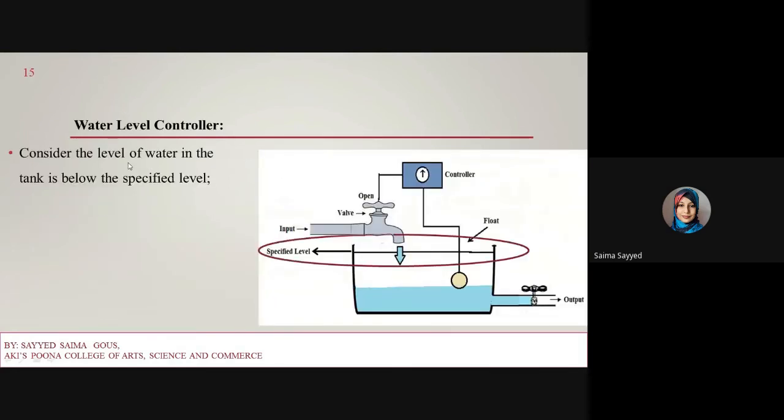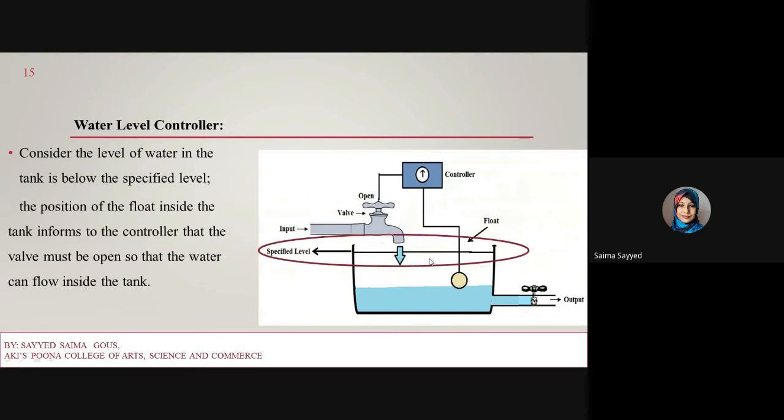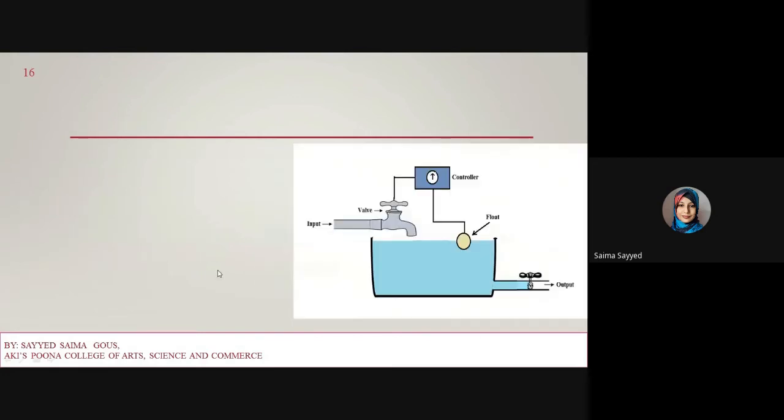See, here consider the level of water in the tank is below the specified level. Now, the position of the float inside the tank informs the controller. This float gives the signal to the controller that the valve must be opened so that water flows inside the tank, and then the controller opens this valve to flow the water inside the tank.